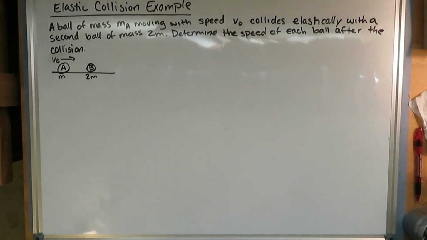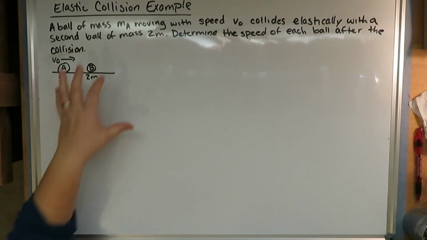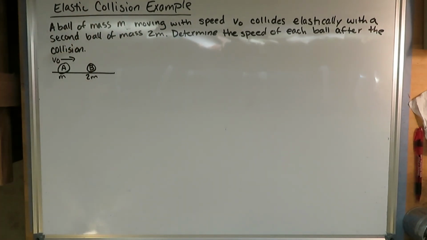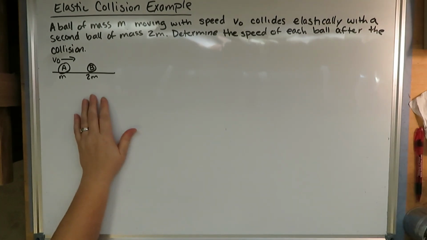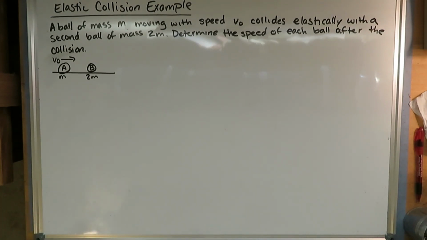All right, so let's take a look at this elastic collision example. We have two balls, one moving with speed v0, the other at rest. They're going to collide elastically. We're going to assume that we are on a frictionless surface, so we have no net external force.